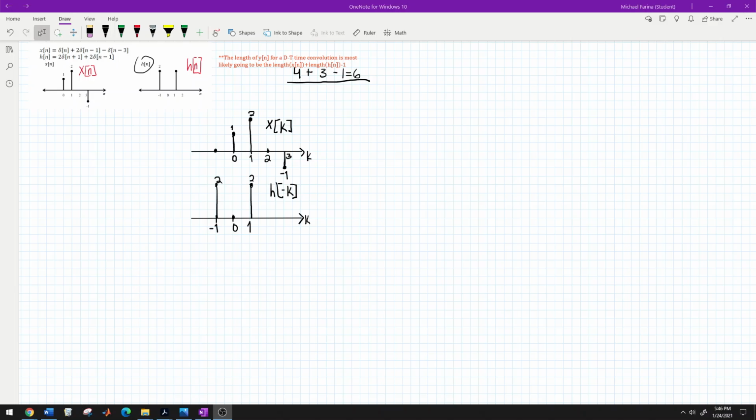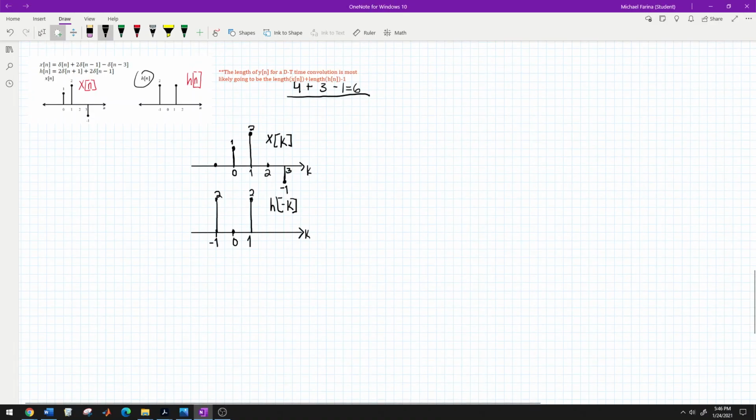All right, so we're going to do example 2.1. Again, we're going to do it with the graphing method. As a reminder, here's a general rule: the length of the output is going to be the length of the input plus the length of the system minus 1, so we should end up having an output with length 6.